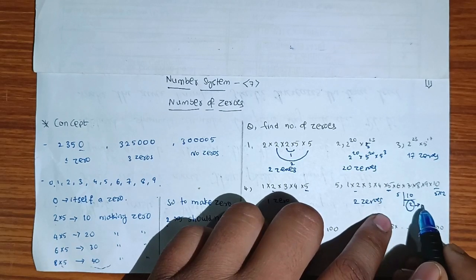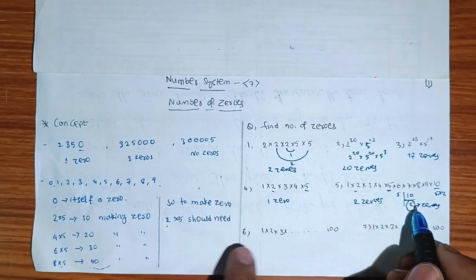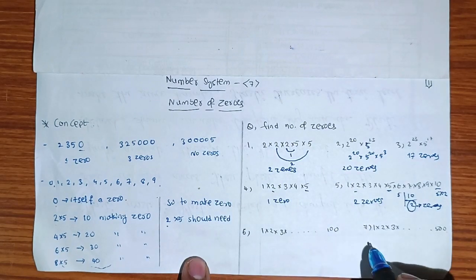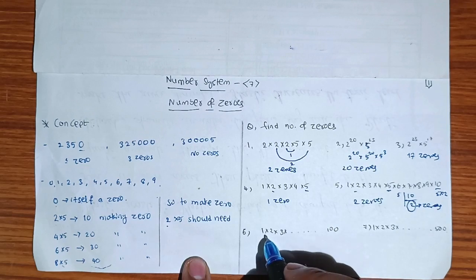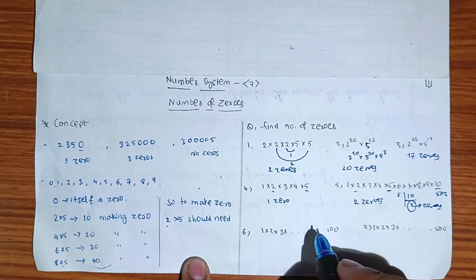So this is the number of zeros you need to remember. I will show you this trick here and here. Remember carefully. We have 1 cross 2 cross 3 cross and so on up to 100. You need to find the number of zeros.